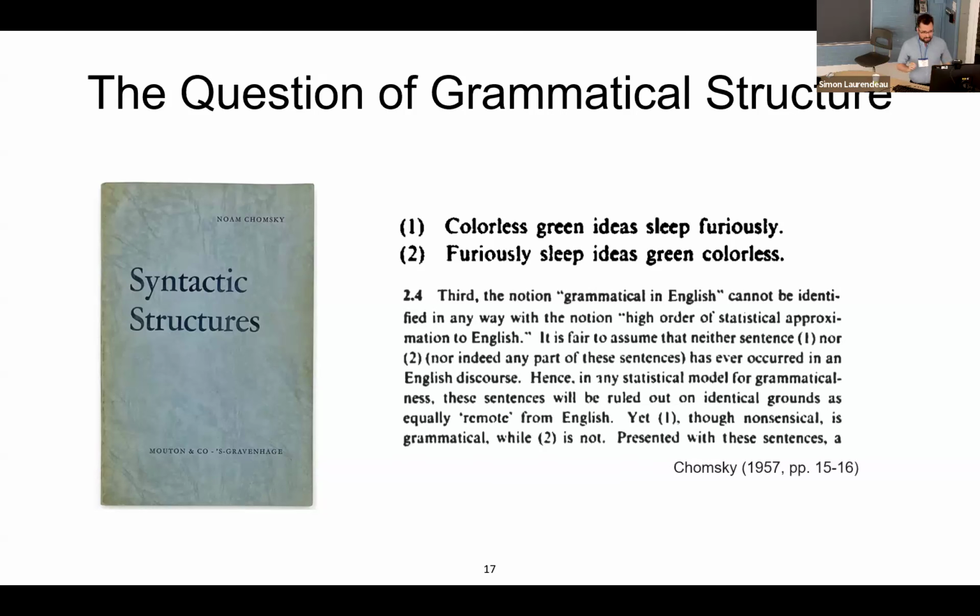And what Chomsky points out here is that if you just look at language model probabilities, it's probably not going to distinguish the grammatical thing from the ungrammatical thing. So he says in particular, it's fair to assume that neither sentence 1 nor 2, nor indeed any part of these sentences, has ever occurred in an English discourse. Hence, in any statistical model for grammaticalness, these sentences will be ruled out on identical grounds as equally remote from English. So the point is that if you just look at probabilities, it's not going to distinguish the thing with structure from the thing that doesn't have structure.